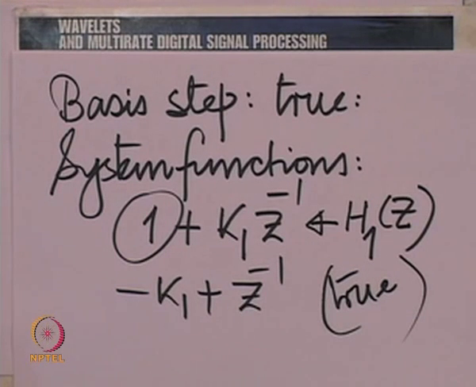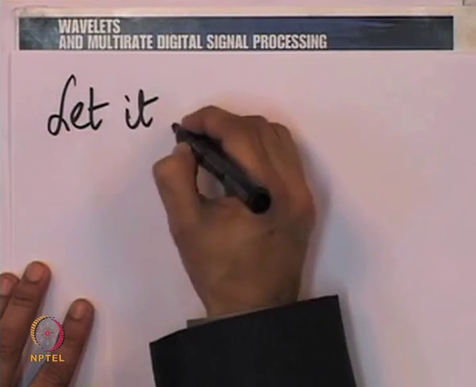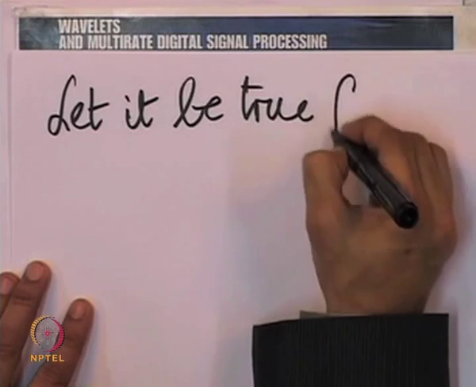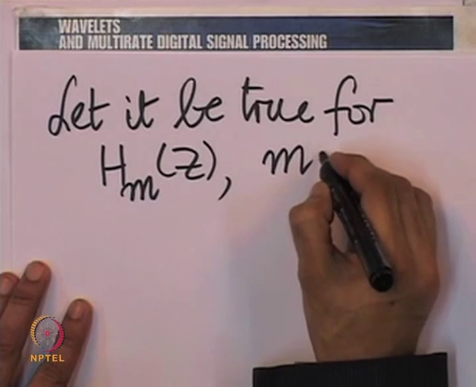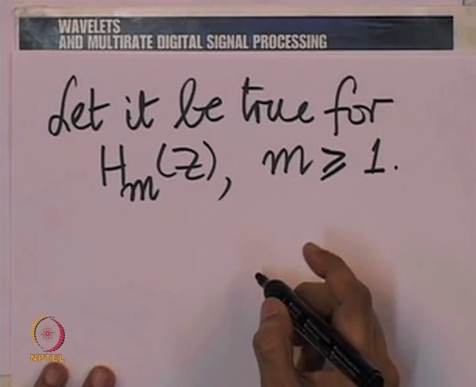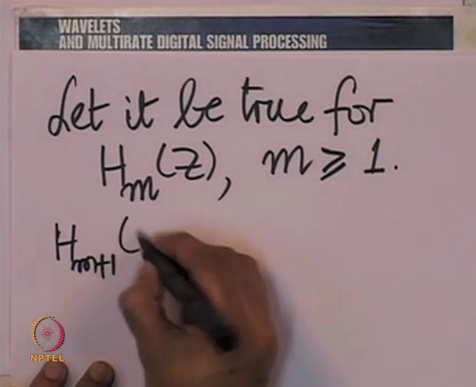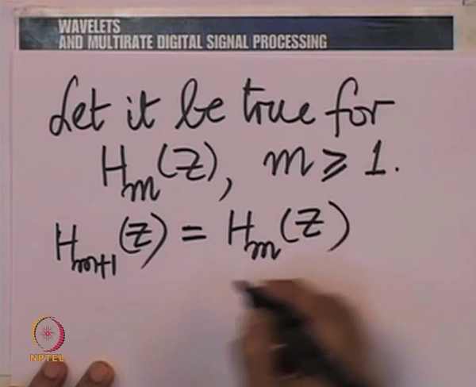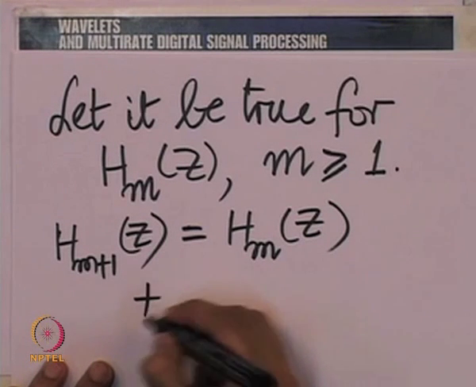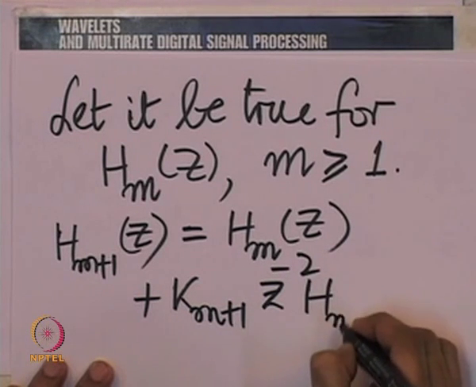Now, we shall use the inductive step to continue this proof. Let it be true for HM, m greater than or equal to 1. Now, as far as HM plus 1 is concerned, HM plus 1(z) is HM(z) minus KM, or rather plus KM plus 1 z raised to the power minus 2 HM tilde(z).